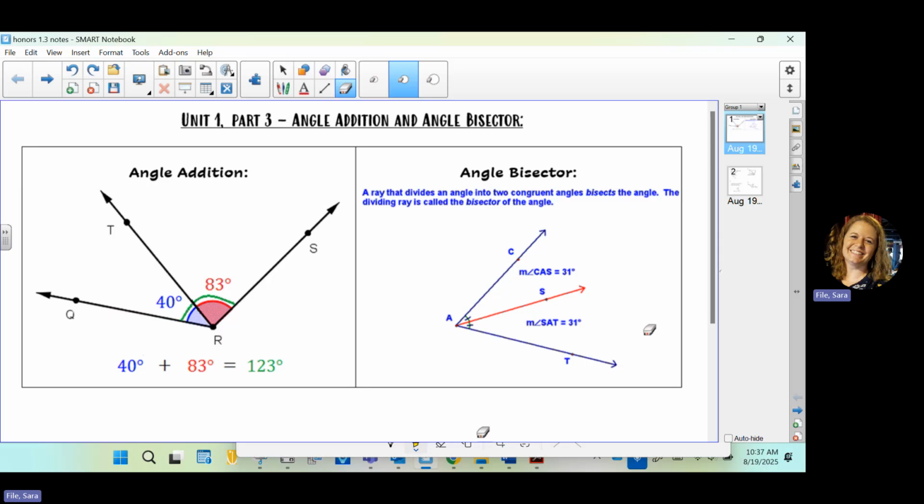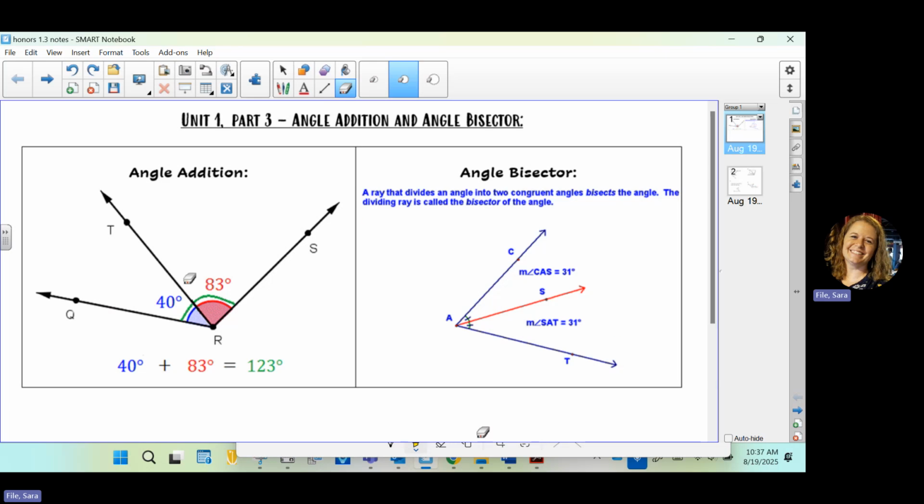Okay, so the one on the left is pretty straightforward. If you have an angle with extra rays or segments or lines or any sort of other figure intersecting it, creating additional angles, we can combine the smaller pieces. They should be the sum of the whole. Two parts make a whole, right?